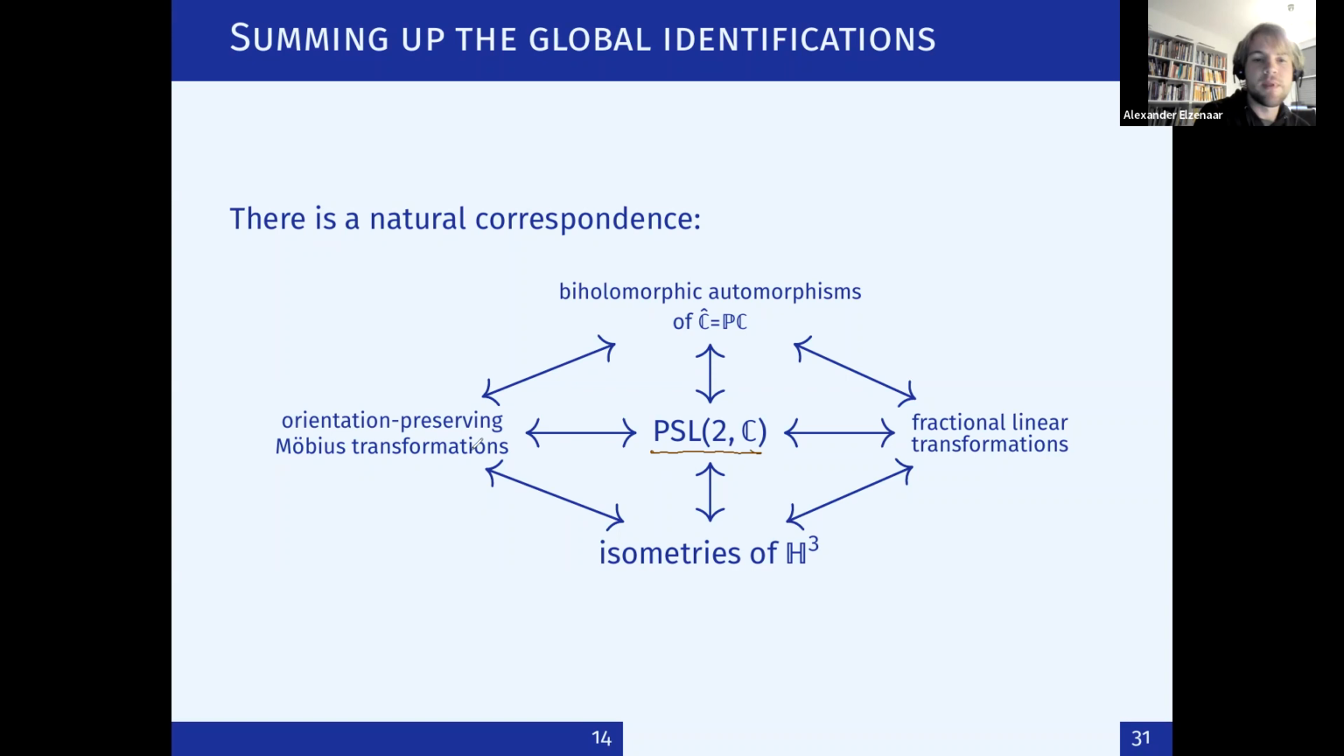So products of circle reflections on the boundary, fractional linear transformations on the boundary, so that was these things. So circle reflections. Biholomorphic automorphisms, so this is something from complex analysis. And isometries of the interior. And so if we take discrete subgroups of any of these, we should get Kleinian groups.